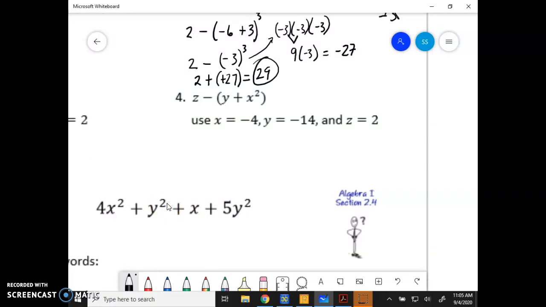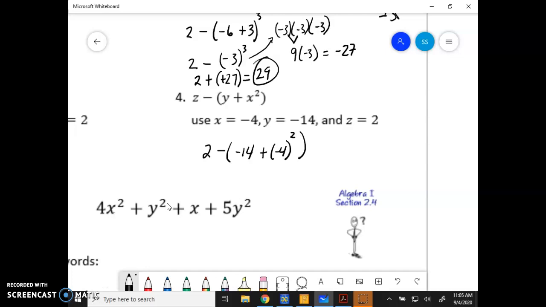First thing, sub out the numbers for the letters. Z is 2 minus y is -14 plus x is -4. So I would definitely put that in parentheses. All right. So what do I need to do here first? GEMDAS would tell us solve inside the parentheses first. Once I'm in there, I kind of start over again.